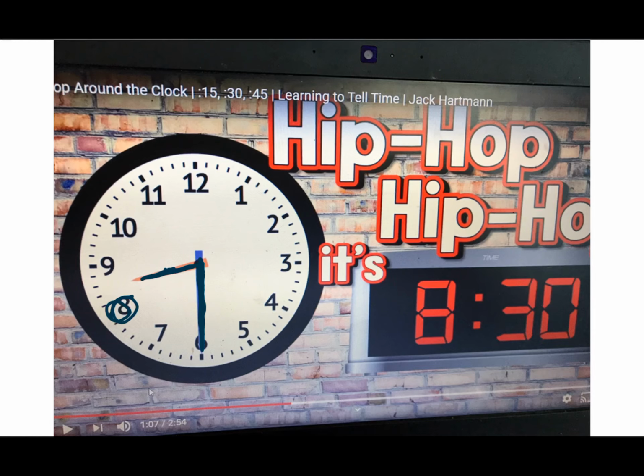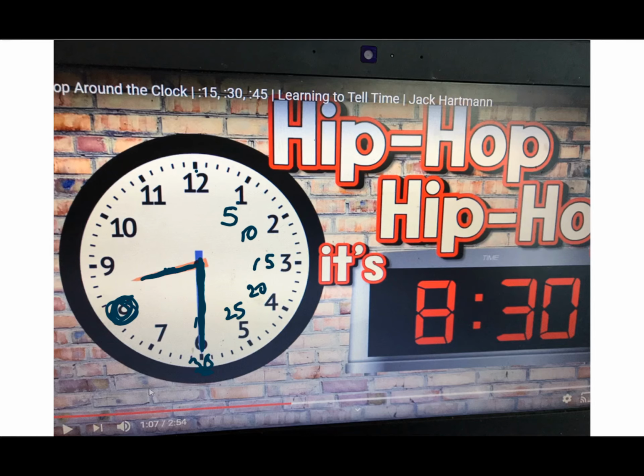8 o'clock, and how many minutes is this? Well, let's find out. Remember, we said from the 12 to the 1 is 5 minutes. From the 12 to the 2, it's 10 minutes. From the 12 to the 3, it's 15 minutes. Let's count by 5s. 5, 10, 15, 20, 25, 30. So this is 30 minutes. I'll write it down right here. 30 minutes. So that means it's 8:30 because now there are 30 minutes.